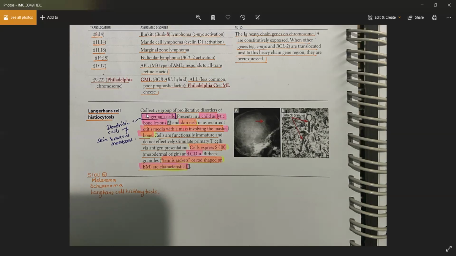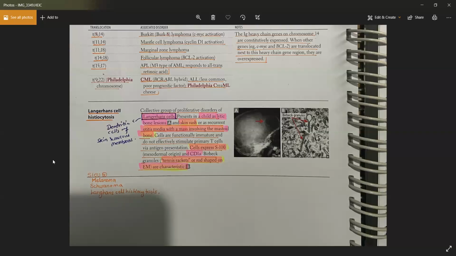Okay, so the most important thing which you need to remember is that it is a skin disorder. Because these cells are found in the skin, you will get the skin rash first. And you will also get a mass involvement with the mastoid bone. You can forget that, doesn't matter. But the most important thing about them is the Birbeck granules, which are tennis racket shaped granules found on these cells. On the electron microscopy, you will find these tennis racket shaped granules. This is the most important thing, and the second most important is the S100. These cells are positive for the S100. So whenever you get an S100 marker positive cancer, you will always think about the melanoma, schwannoma, and the Langerhans cell histiocytosis. Is that okay? Yes.